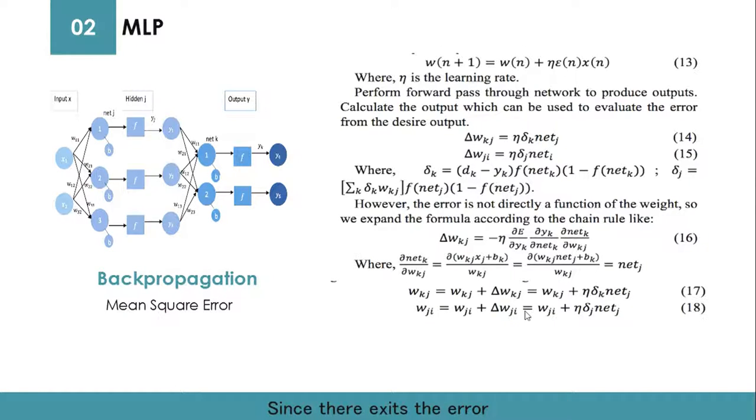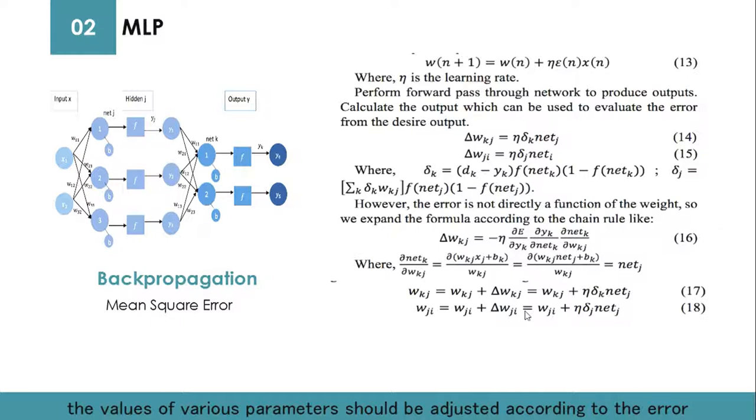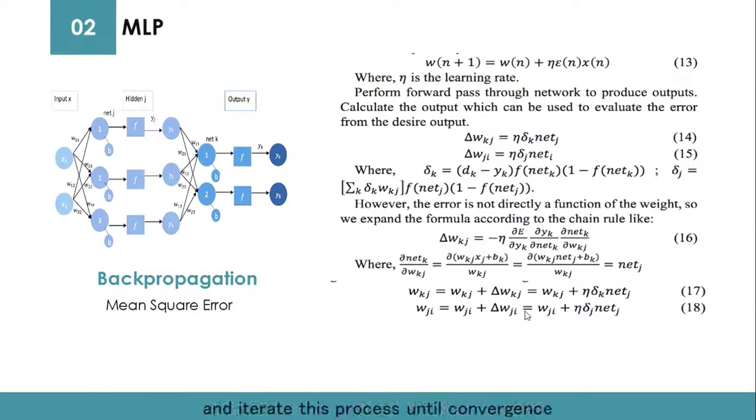Since there exists the error between the estimated value and the actual value, the error should be calculated and back propagated from the output layer to the hidden layer until it is propagated to the input layer. In the process of backpropagation, the values of various parameters should be adjusted according to the error, and the process is iterated until convergence.